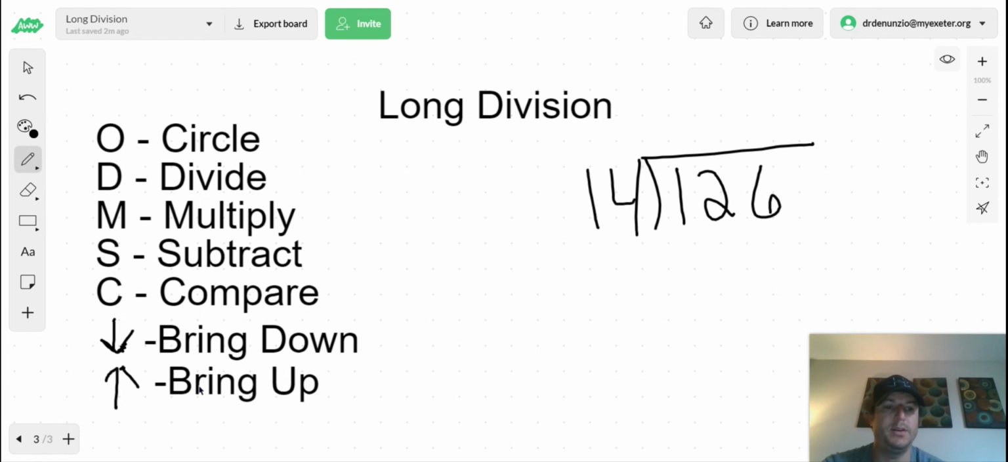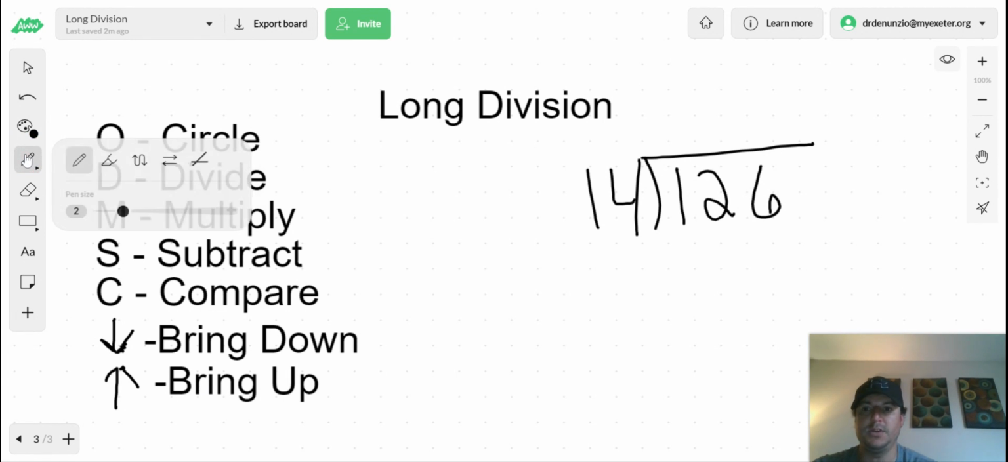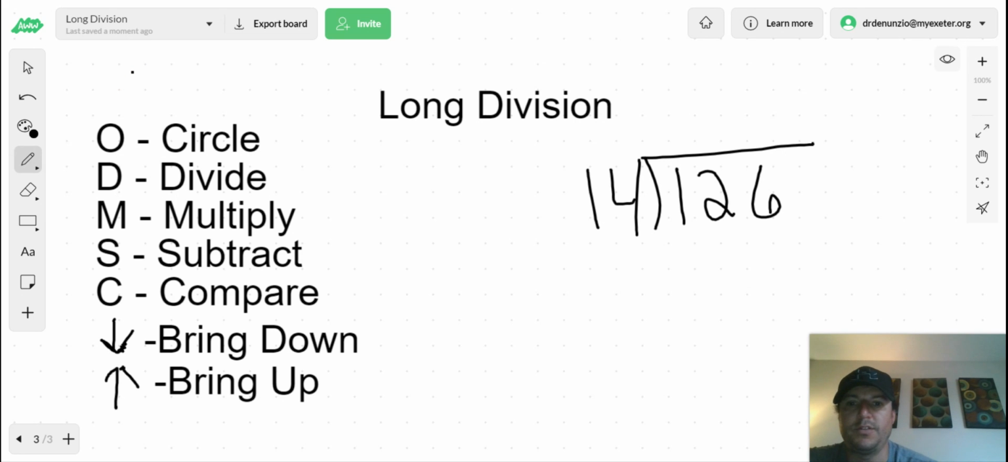I'm actually going to be writing on the board, so bear with me here. So I wanted to show you step by step. Actually, I'm going to keep it at 2. Okay. So the first step, circle.